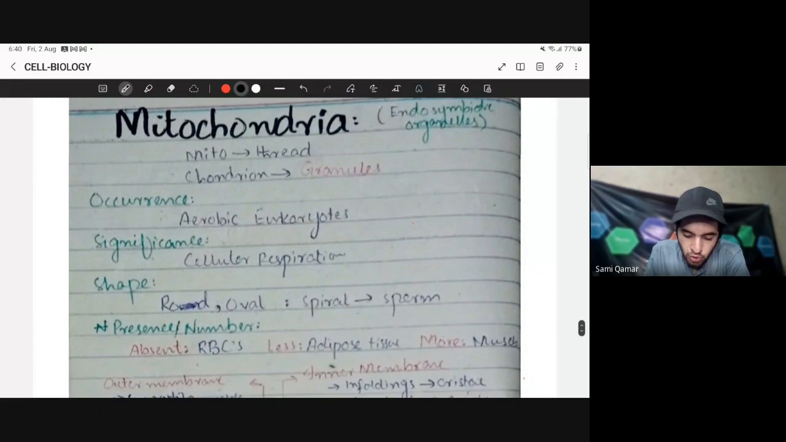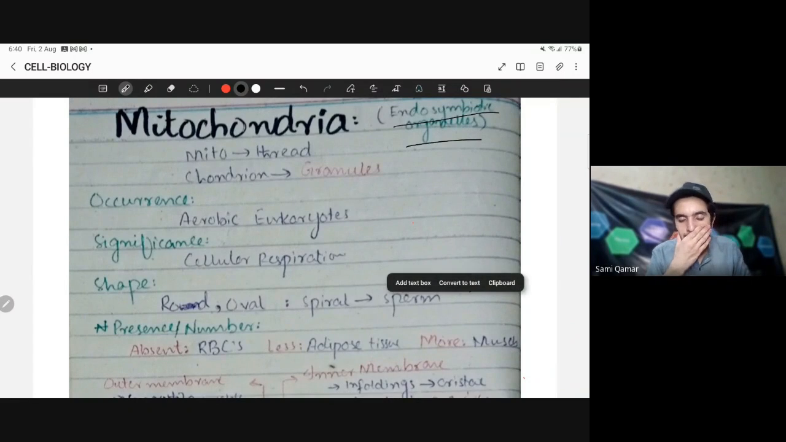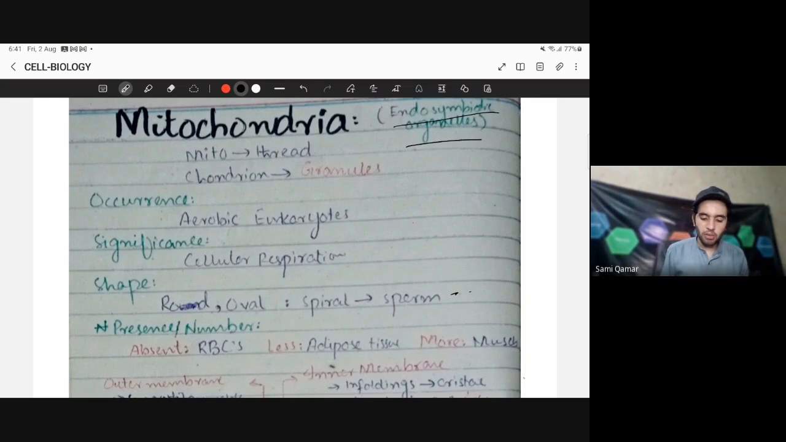Mitochondria is super important, and it is an endosymbiotic organelle. They can ask which two organelles are of endosymbiotic origin: chloroplast and mitochondria. You can write it short, mito and chloro. Mitochondria and chloroplast, we will talk about them. Now mitochondria.